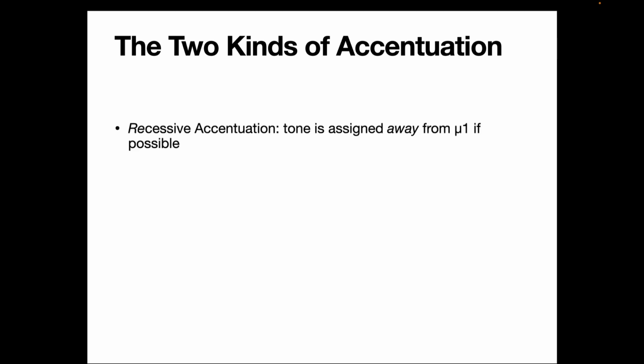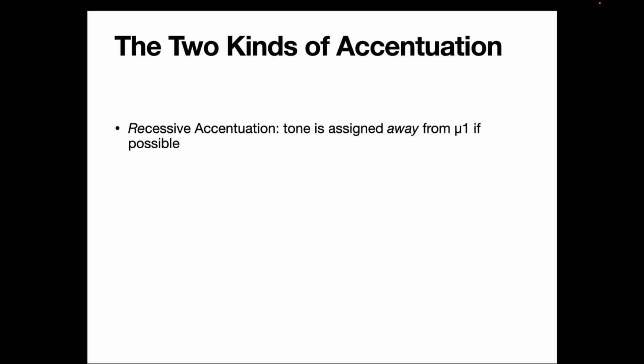So Greek accentuation works on 2 principles. There are 2 underlying kinds of accentuation in ancient Greek. There is recessive accentuation, and if you know anything about accent, again, forget everything you know. I'm going to use this term a little bit differently than we normally do. In recessive accentuation, the tone is going to be assigned away from mora 1, to the left of mora 1, if it is at all possible. And sometimes it won't be possible, but it usually will be.